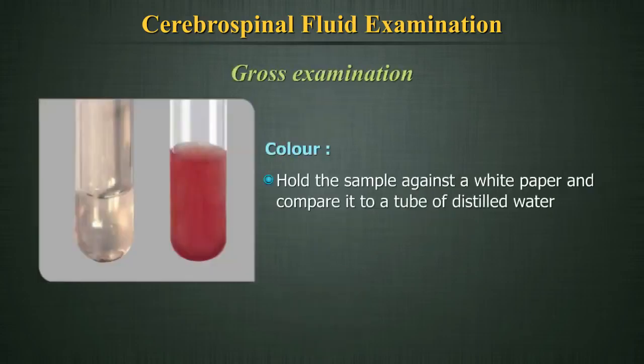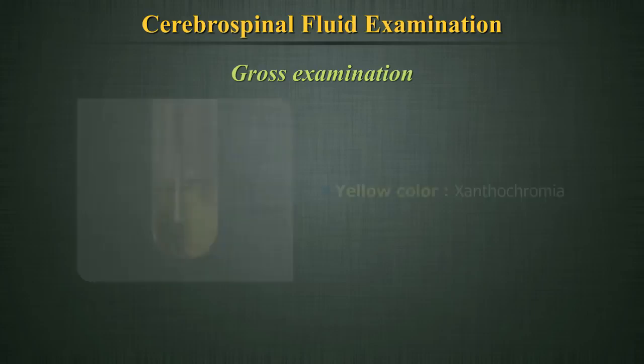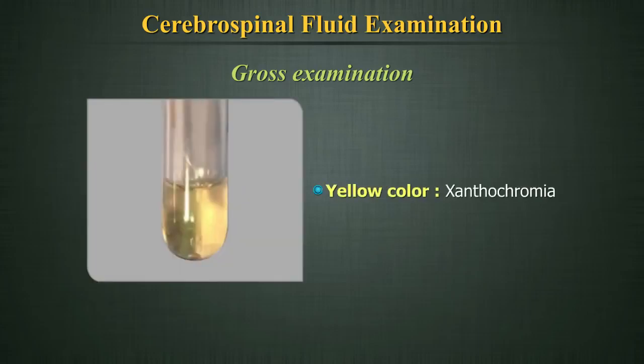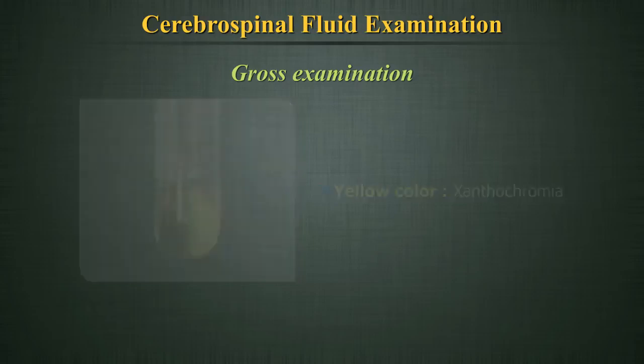Color. Hold the sample against a white paper and compare it to a tube of distilled water. If it has any color at all, it is abnormal. Cause can be because of presence of blood, either due to a pathology or due to a trauma during the procedure. Yellow color in CSF is called xanthochromia due to previous hemorrhage and lysis of RBCs.